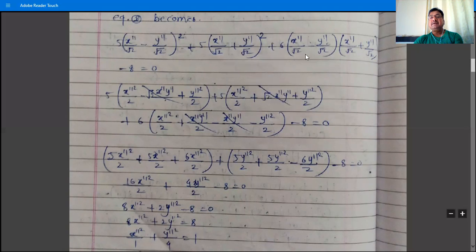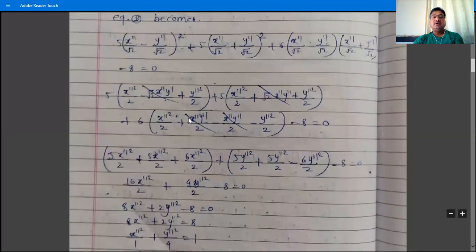Then plus 6. The multiplication of these two brackets gives 4 terms. What are they? This into this is x double dash square by 2. Then this into this, x double dash by 2 into y double dash by 2, is x double dash y double dash divided by 2, this term. Then this term into this term, minus x double dash y double dash by 2, and the last term, minus y double dash square by 2. This is minus y double dash square, minus 8 is equal to 0.